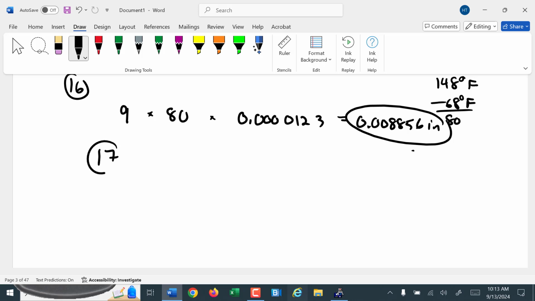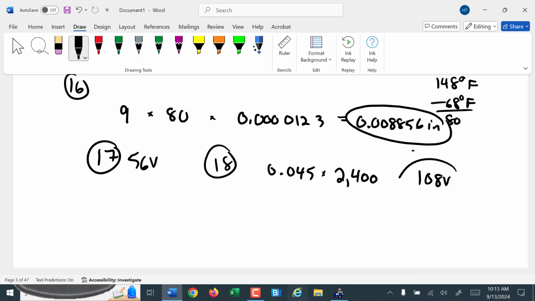For 18, current times resistance again, but the difference is the current is 45 milliamps. You got to change that to 0.045. The resistance is 2.4 kilo ohms. That's 2,400 ohms. 108 volts. You got it.